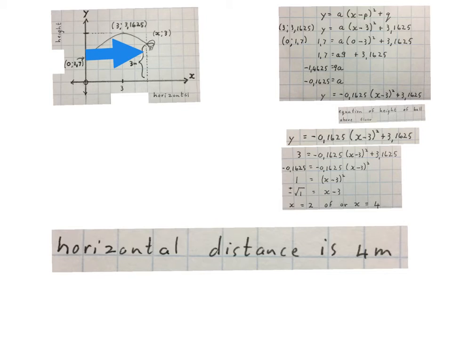Now remember that in any word sum, you have to write a word sentence as your answer. So your final answer here will be the horizontal distance from her hand to the front of the rim is 4 meters.